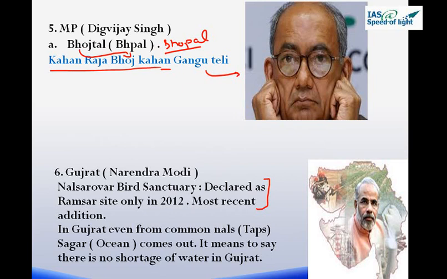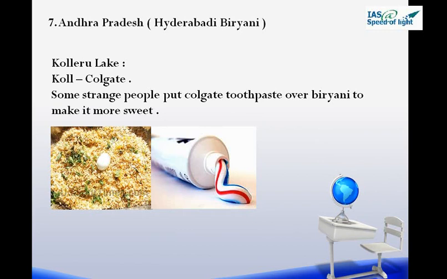We come to the next state, that is Andhra Pradesh, and Andhra Pradesh for us is Hyderabad biryani, and the lake is Kolleru Lake. So from Kolleru we get coal or Colgate. Now some strange people, they put Colgate toothpaste over biryani to make it more sweet. But that is not a good way to make it sweet. You can add some sugar to the biryani, but no, some people add Colgate to the biryani. So from Colgate is Kolleru Lake. So Kolleru Lake is in Andhra Pradesh.